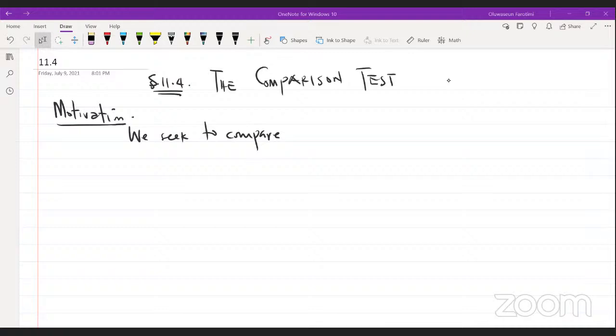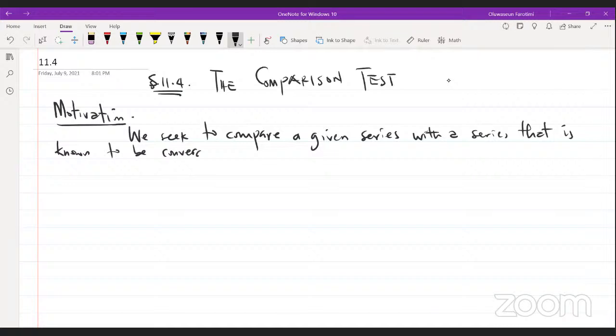So we seek to compare a given series. Now, the behavior of this given series is unknown. What do I mean by behavior? I mean whether it converges or diverges, which you don't know at the moment, and that's what you're seeking to establish. You seek to compare a given series with a series that is known to be convergent or divergent.